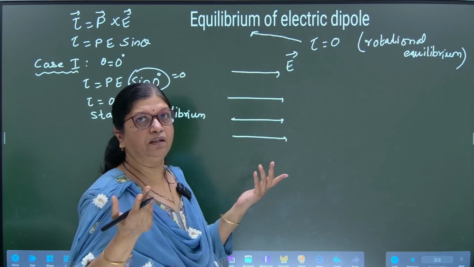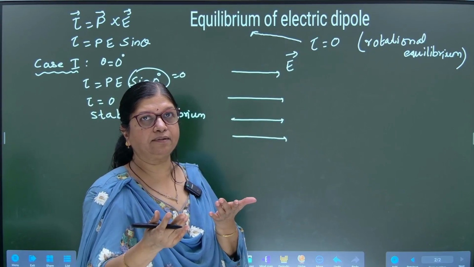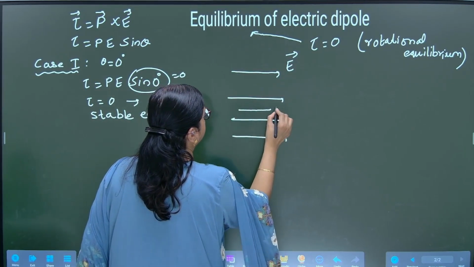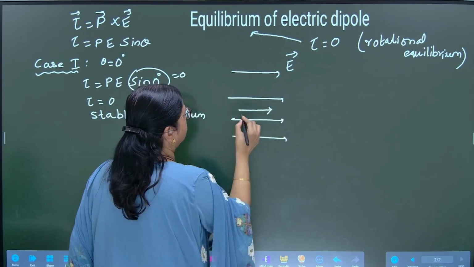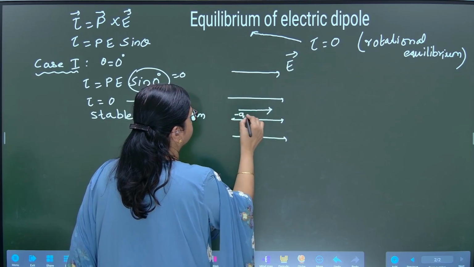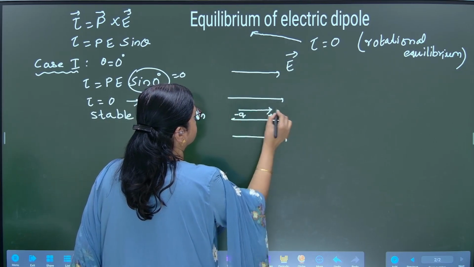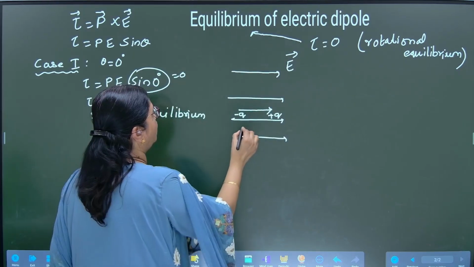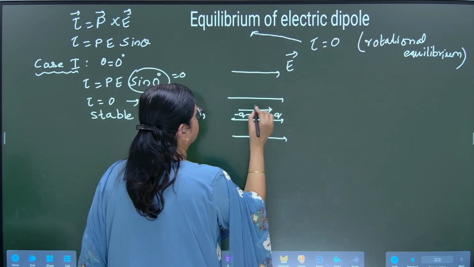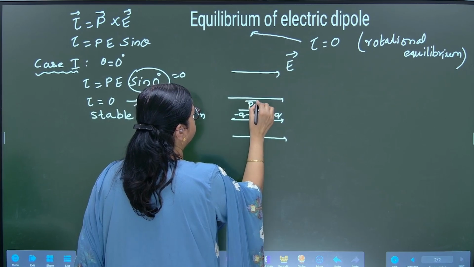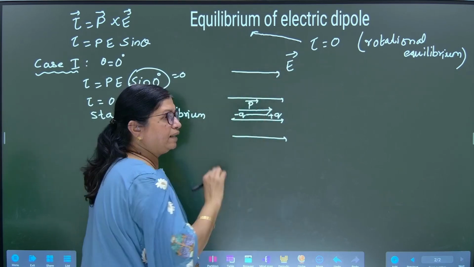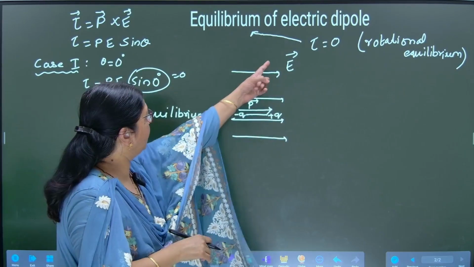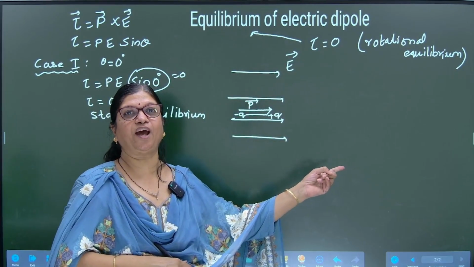So theta is between what and what? Between the dipole and the electric field. How can I say that? What is the direction of a dipole? From the negative charge to the positive charge. So I have placed the electric dipole such that the direction of P vector and E vector are the same, such that the angle between E vector and P vector is 0.